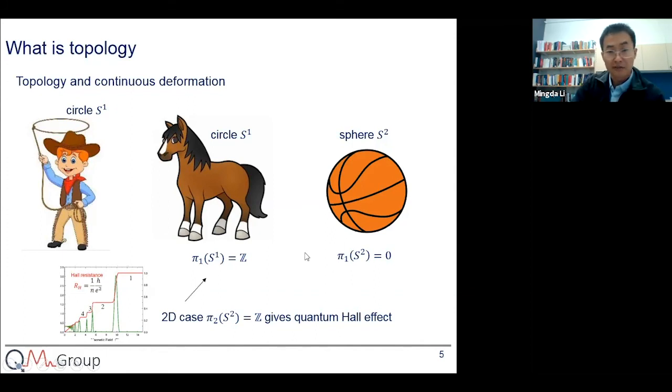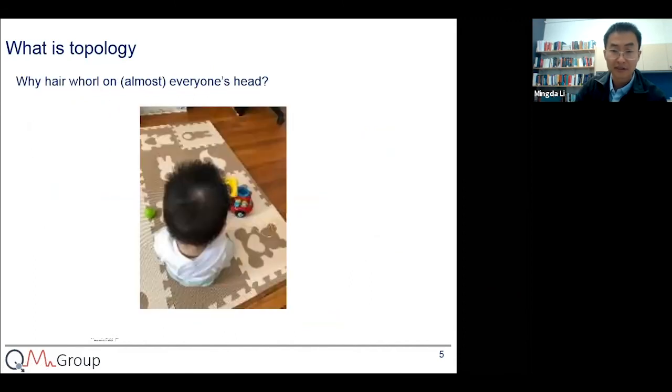But today, the type of topology, as you will see later, which can directly link to this Weyl semimetal, sharing exactly the same math, is by asking this question. Why does almost everyone have a hair swirl or a hair hole on the head? That's a topological singularity.